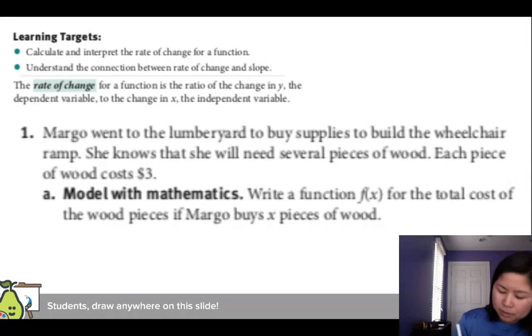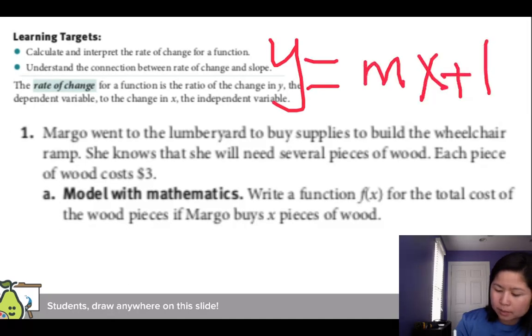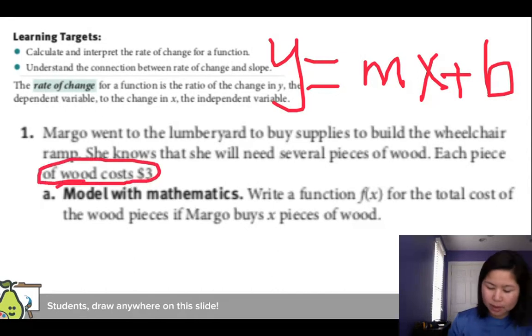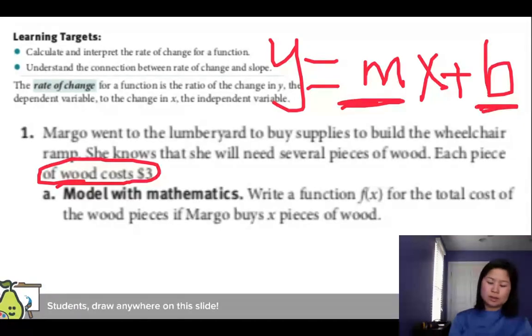Okay? So remember, when we have a word problem, we use this format, y equals mx plus b, to write our equation. That's the one that we use. Okay, let's read the problem. Margot went to the lumber yard to buy supplies to build a wheelchair rack. She knows that she will need several pieces of wood. Each piece would cost $3. Okay, we're going to write the function for the total cost of the wood pieces if Margot buys x pieces of wood. So for this one, what we need is the slope and the y-intercept. That's when we write the equation, okay?